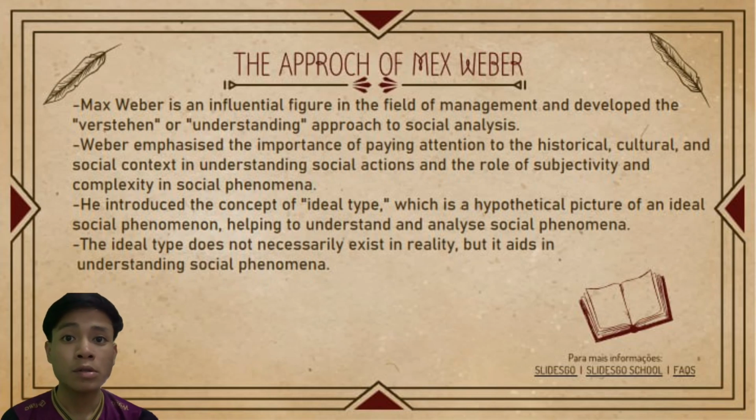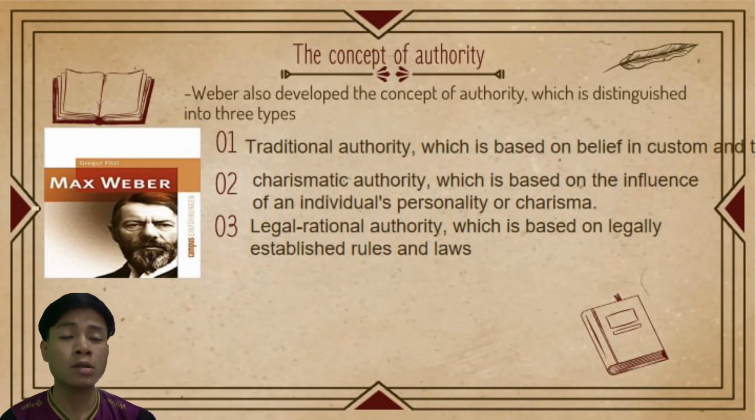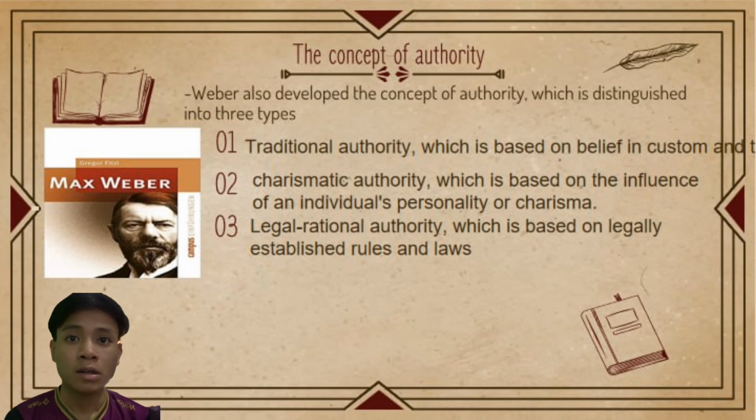Weber also introduced the concept of ideal type, which is a hypothetical picture of an ideal social phenomenon. Weber also developed the concept of authority, which is distinguished into three types. First, traditional authority. Second, charismatic authority. And third, legal rational authority.